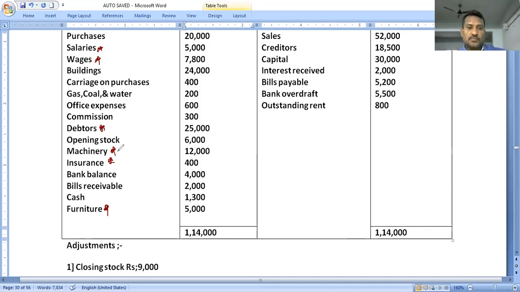Okay, so 6 adjustments are there. For the 6 adjustments, we put marks on the concerned contents. Right, let's move to the solution, guys. Let's move to the solution.